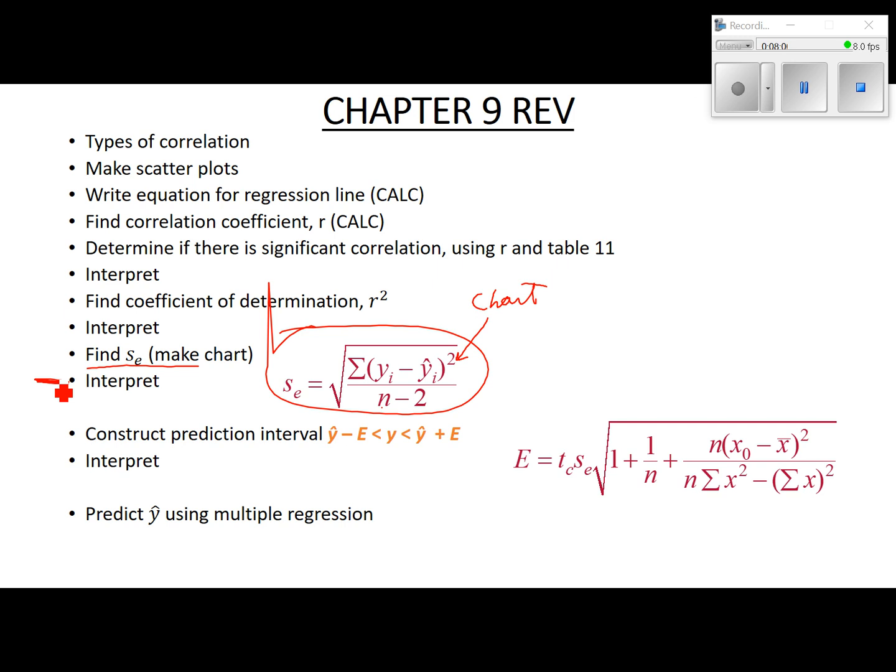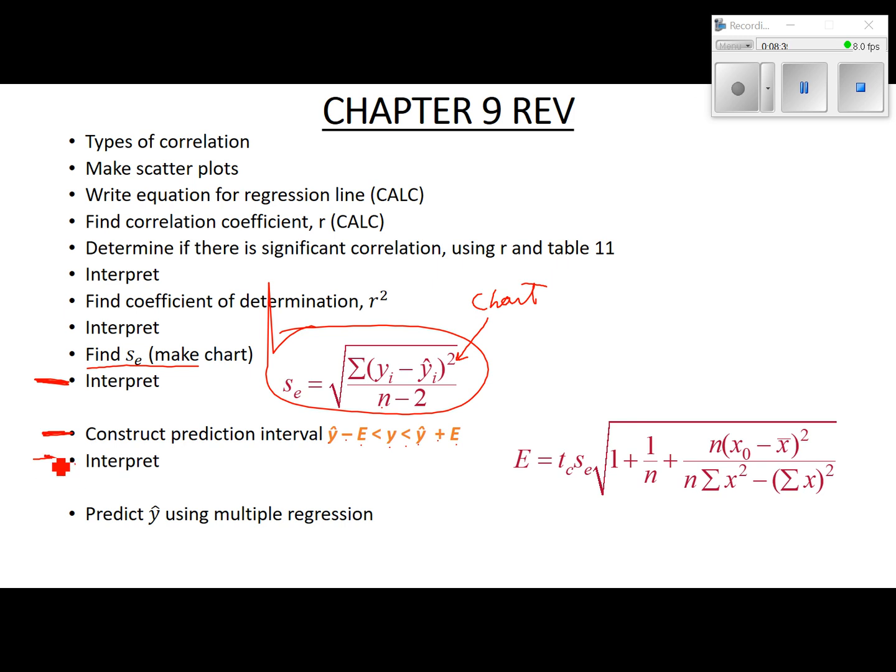Then the next thing that we did was construct a prediction interval. Remember, it's just Y hat minus E is less than Y, which is less than Y hat plus E. So you're making an interval for what the actual Y should be, what range it should be in, and you're going to be able to say, like, I'm 95% confident that it's going to fall in the range of, from 5 to 13 or whatever. And we'll talk about that. That's the interpretation of it here.